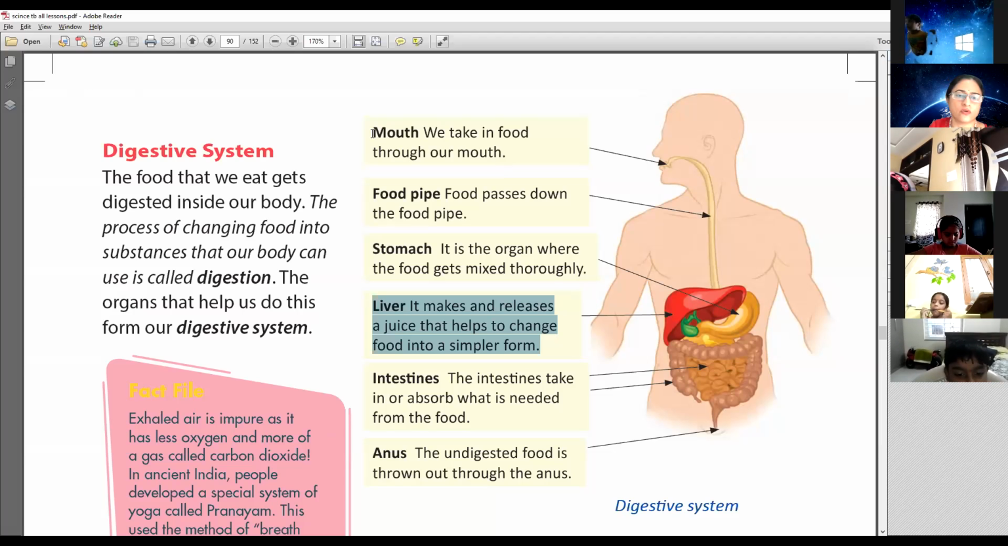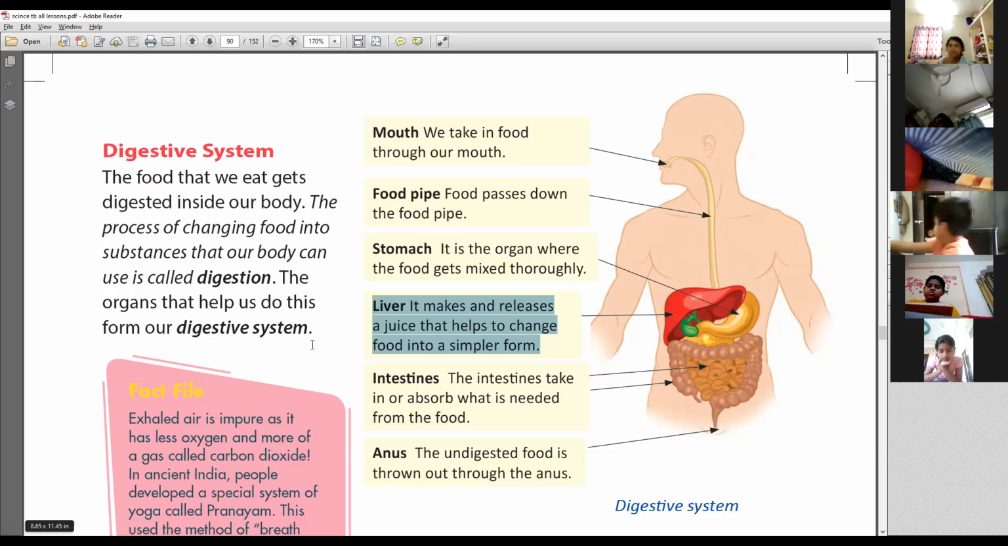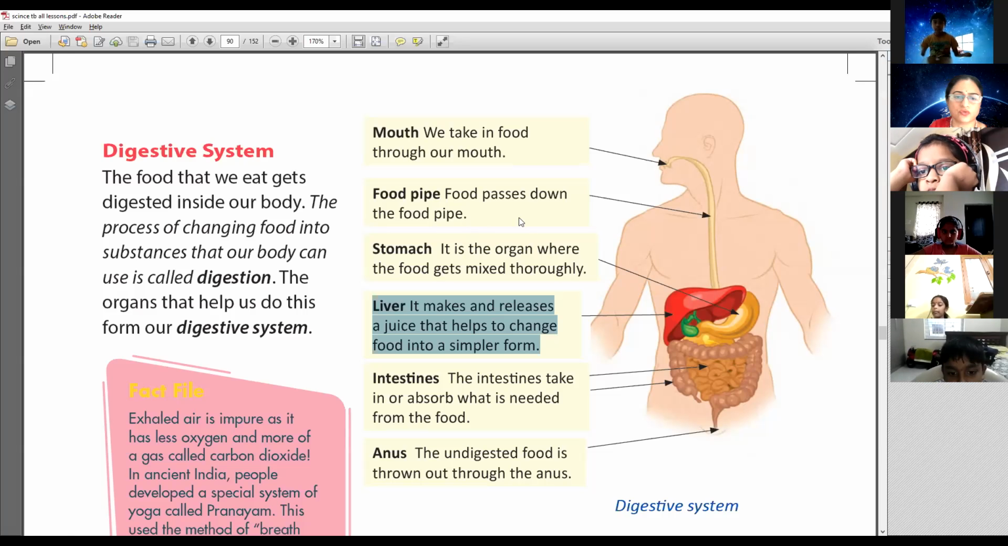So, mouth. How do we take food? You all know. Through the mouth. And what is the function of the food pipe? Nitya, please concentrate. Now, next you have to read. The food is passed through this food pipe. And what does the stomach do? This yellowish thing. Here, the food gets mixed just like our grinder.